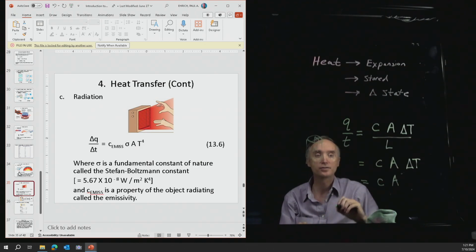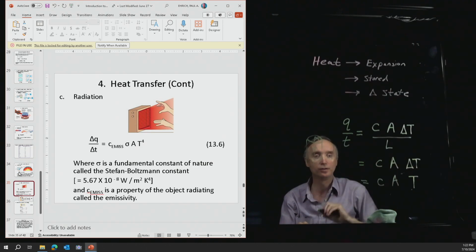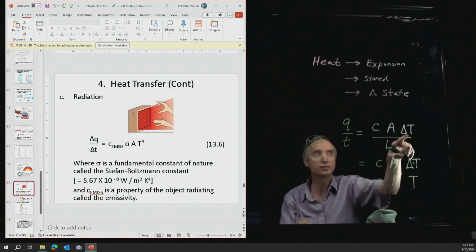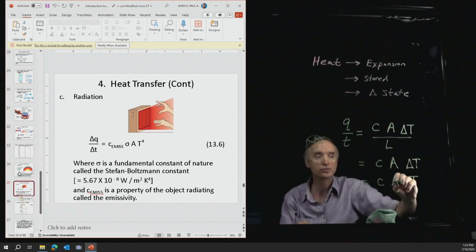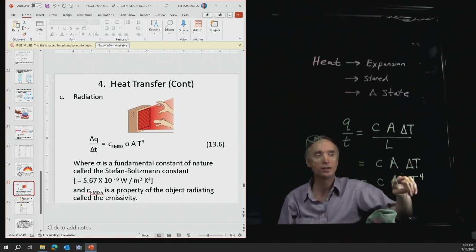And it's also going to depend on the temperature, but this is where it gets a little bit different. So you might notice it's not just temperature to the first power, it's temperature to the fourth power. And we're not going to get into why that's true, but you can look it up on the internet and look at a derivation of that. But it does depend on the temperature raised to the fourth power.